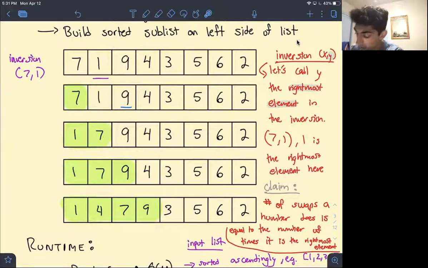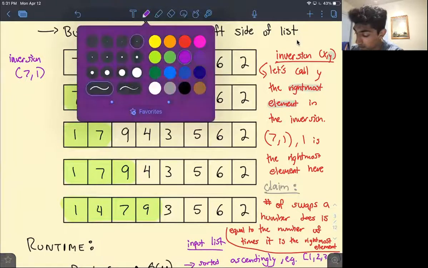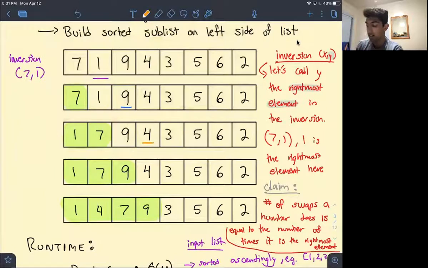On the other hand, if we move on to the number 4, notice here that 4 is the rightmost element in 2 inversions: the inversion 9-4 and the inversion 7-4. So we're going to have to swap 4 to come before 9 and 7. Accordingly, 4 has to do 2 swaps, because it must come before 7 and 9.